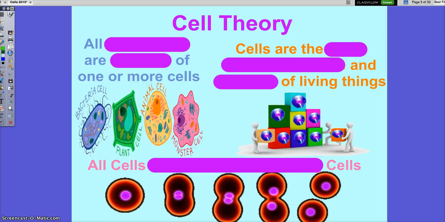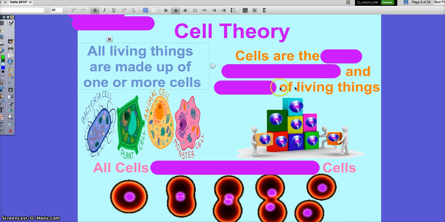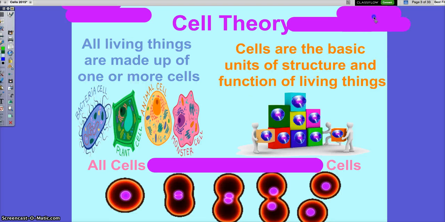So there is a theory about cells called the cell theory, and it has 3 parts. Any of the blanks? All organisms are made up of at least one cell. Who can give me another part? Cells are the basic unit and function, or the building blocks, of all living things.